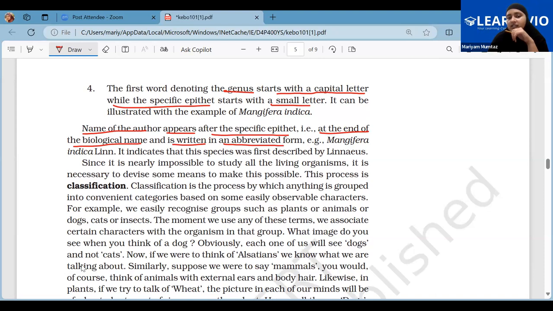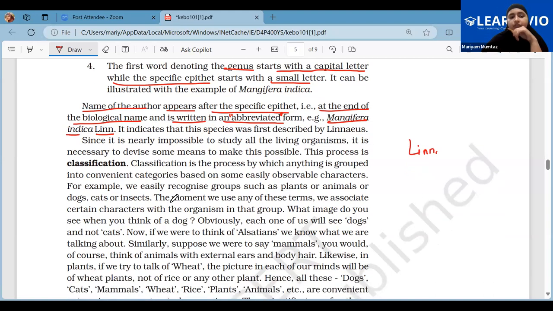You people understand the meaning of abbreviation? Yes, the short form. So, for example, Mangifera indica, this name was given by Linnaeus. This is how it is written, and Linnaeus is written as L-I-N-N dot. So the author's name has to be written after the specific epithet, and it has to be abbreviated.